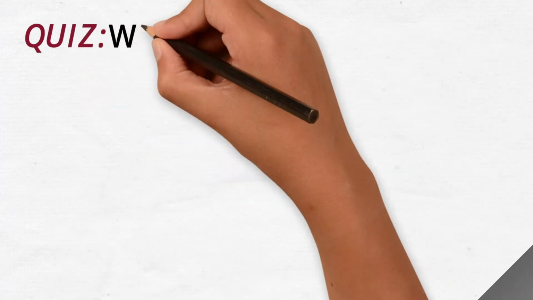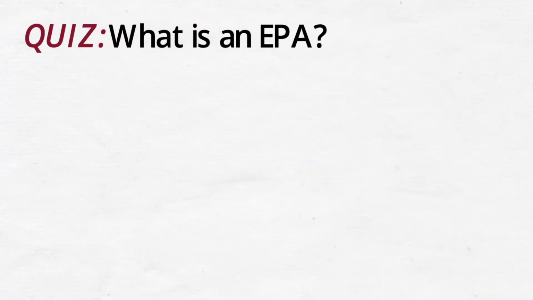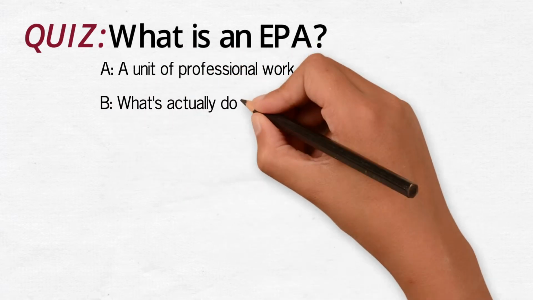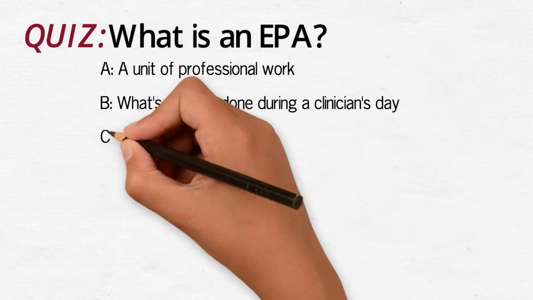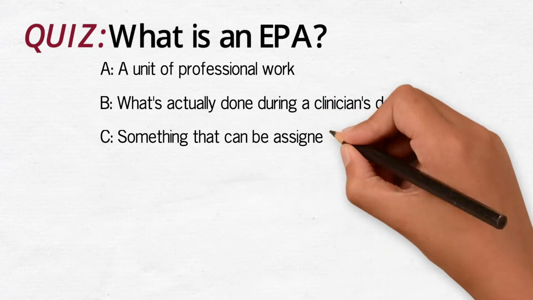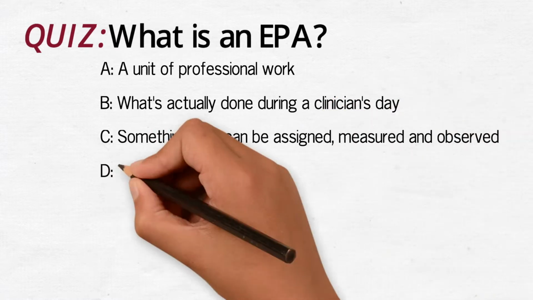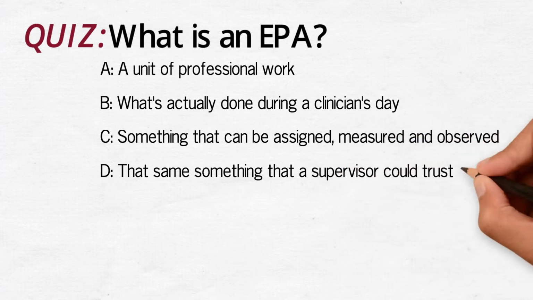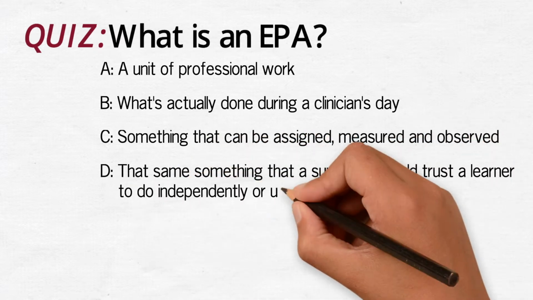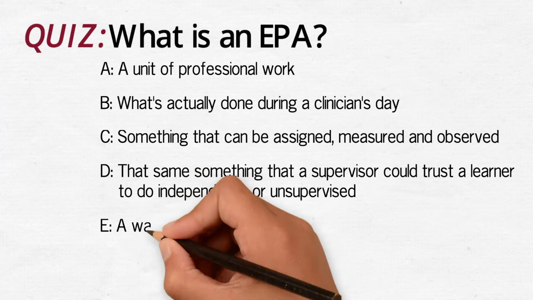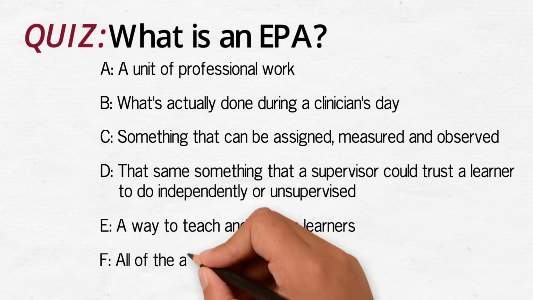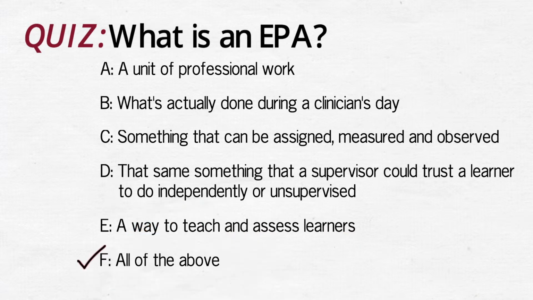Here's a multiple choice question. What is an EPA? A, a unit of professional work. B, what's actually done during the clinician's day. C, something that can be assigned, measured, and observed. D, that same something that a supervisor could trust a learner to do independently or unsupervised. E, a way to teach and assess learners. And F, all of the above. It's no surprise that each of these describes an EPA.